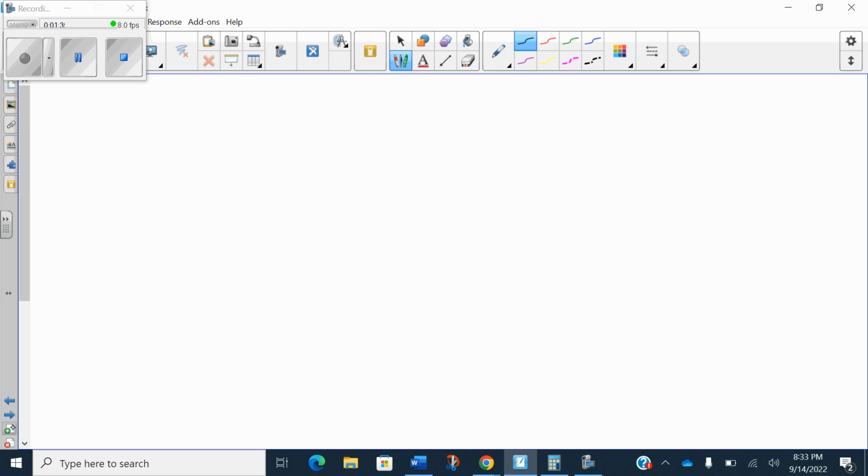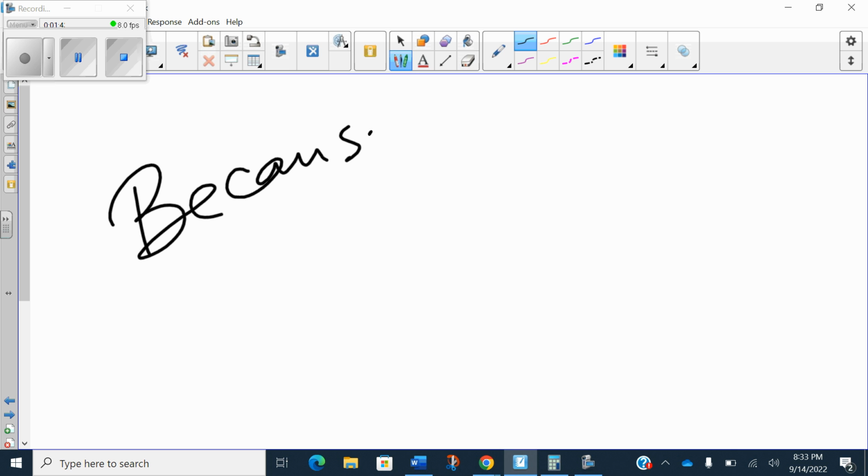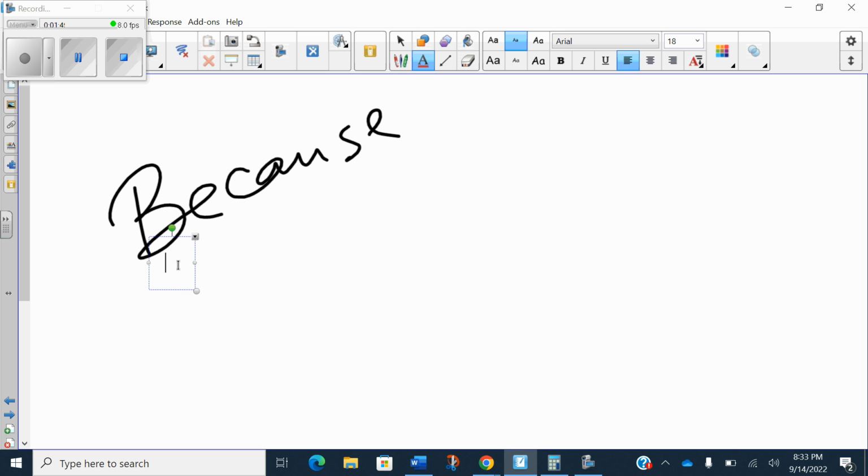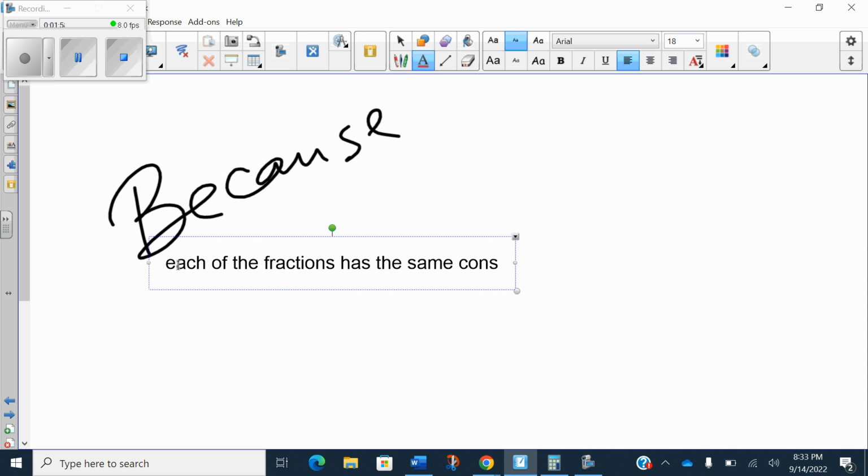Let me move on, add a new page, because each of the fractions has the same constant of proportionality, which is 2/3. Okay? All right, next question.